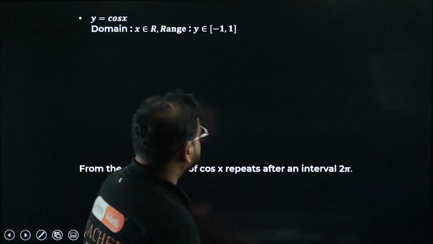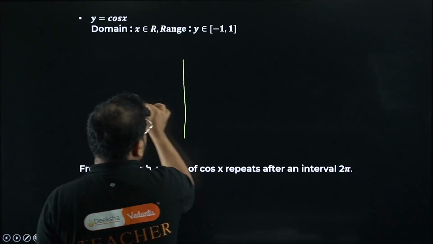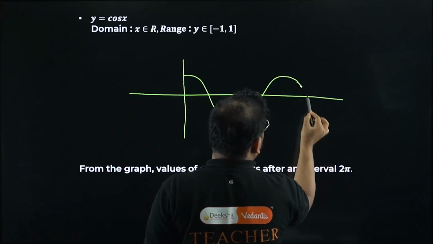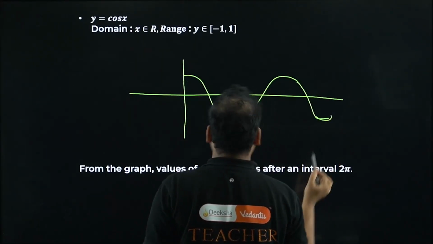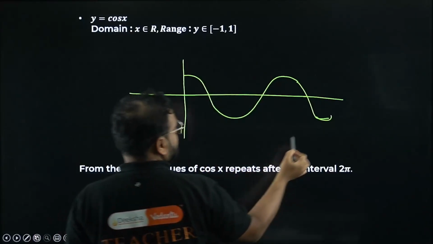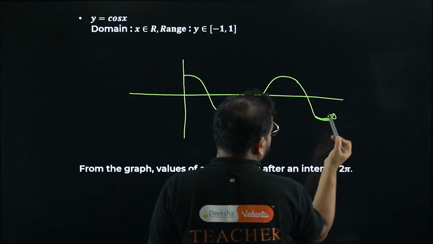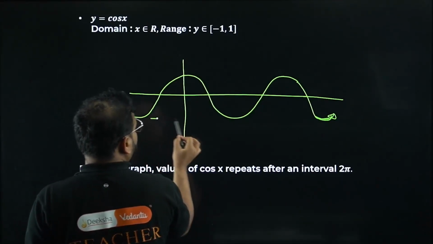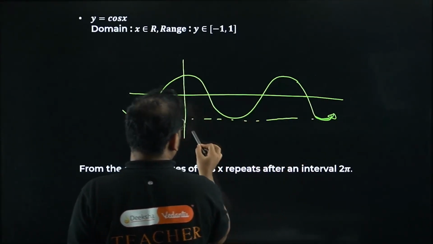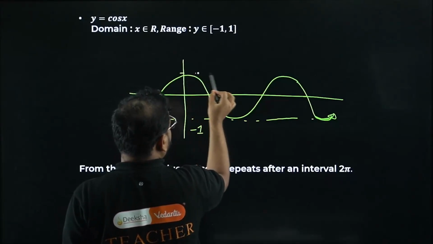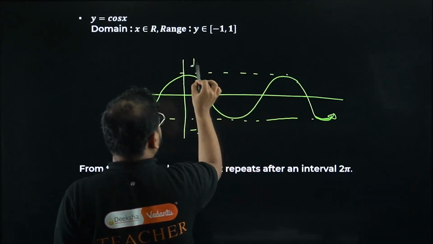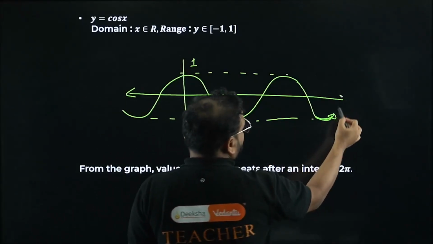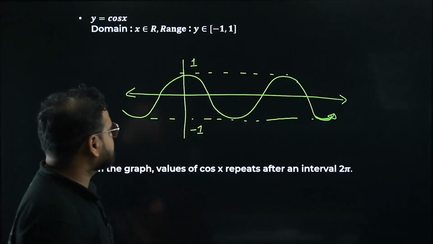Next is cos x. The cos x graph is again very simple. At 0 it becomes 1. Start from here and it keeps continuing like this, and over here also. The lower bound, if you remember, is always -1, and the upper bound is of course +1. Again it will continue on both sides, the negative and positive x-axis.